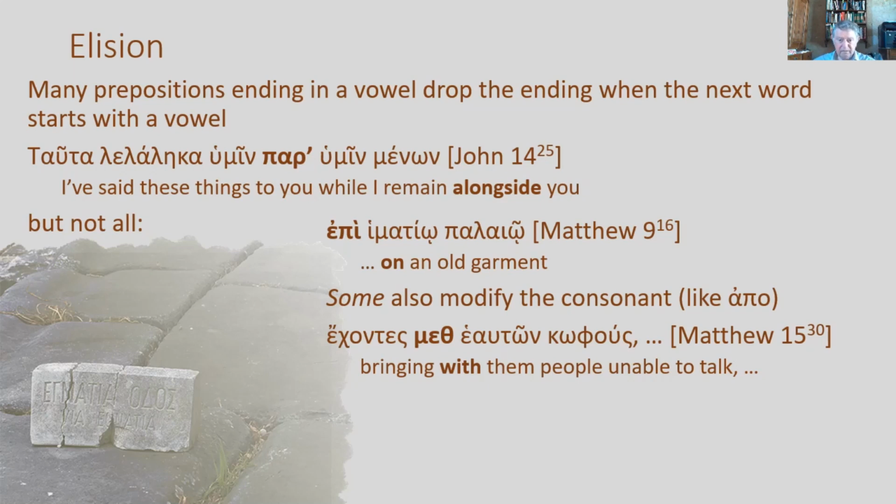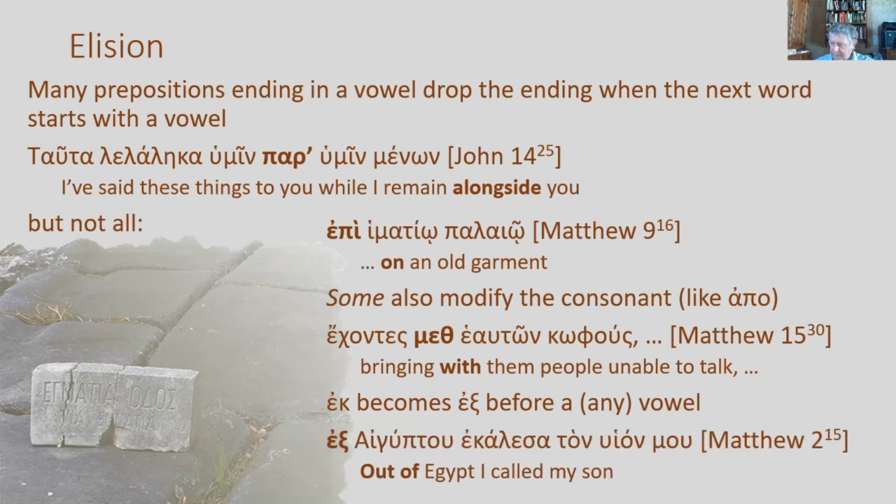This is in Duff, but he does go through it quite quickly. But he does mention one particular preposition, which is ek, because although it doesn't end in the vowel, it has a similar sort of change before a vowel, any vowel, and the ek becomes x. So a nice quote is exai gupto ekalesa ton huyon mu. Out of Egypt I called my son. Exai guptu, out of Egypt.